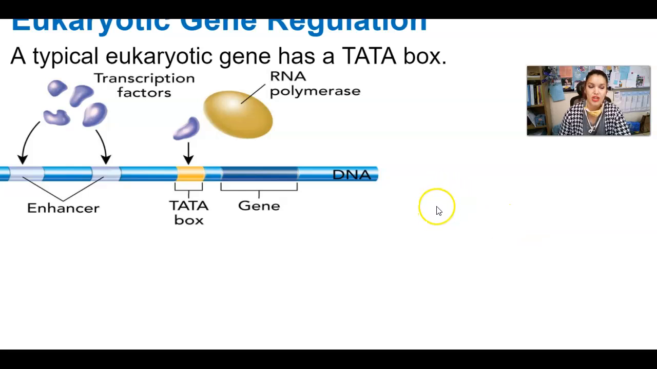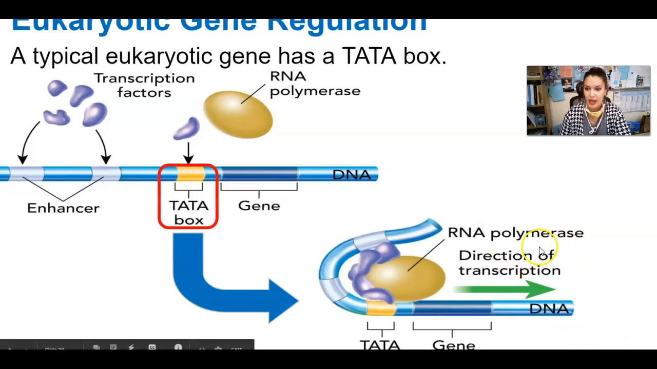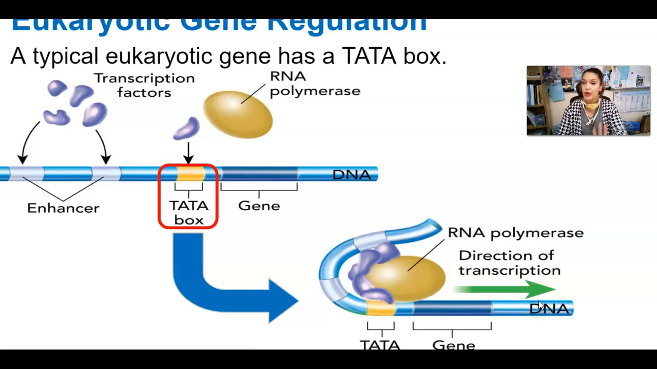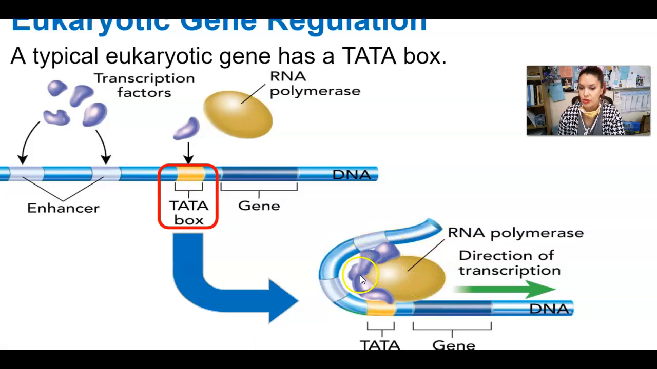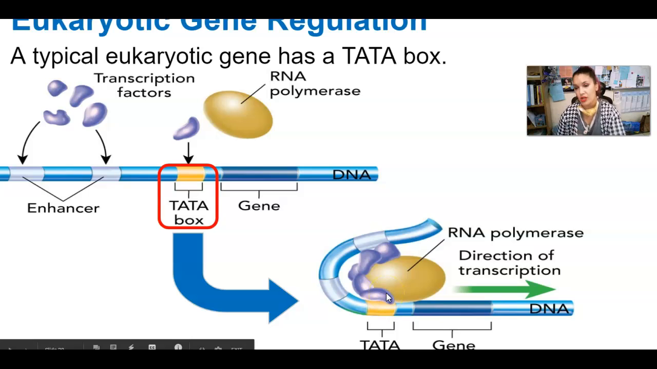So eukaryotic gene regulation is important. The only thing that we really need to know from this lesson is the TATA box. A typical eukaryotic gene has a TATA box. What is that? All right, so this is the TATA box right here, and it allows for eukaryotic transcription to actually happen. You have RNA polymerase here, and it helps to direct the TATA box and actually proceed with transcription.